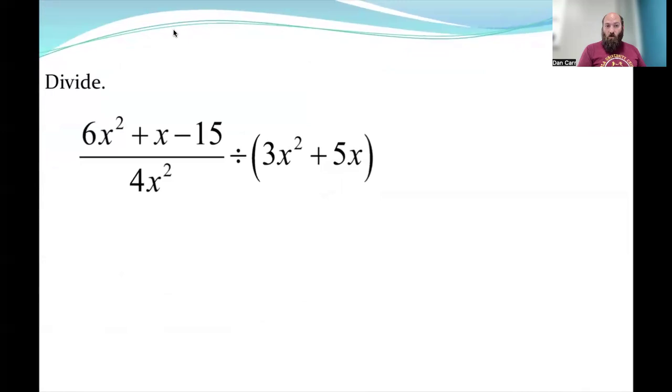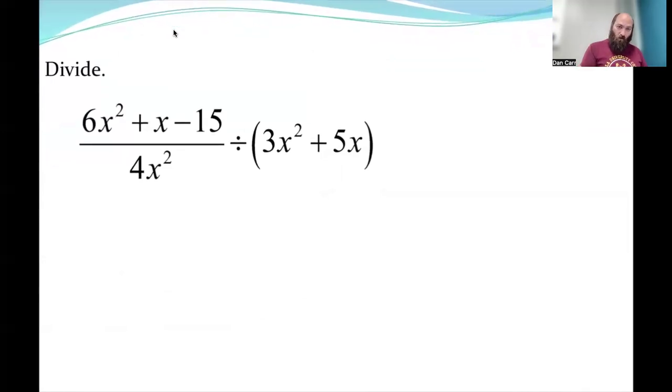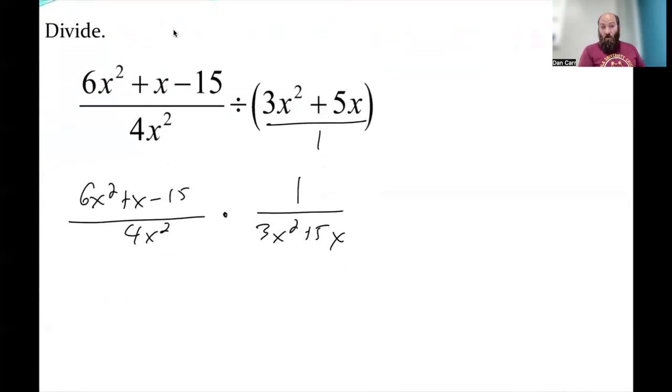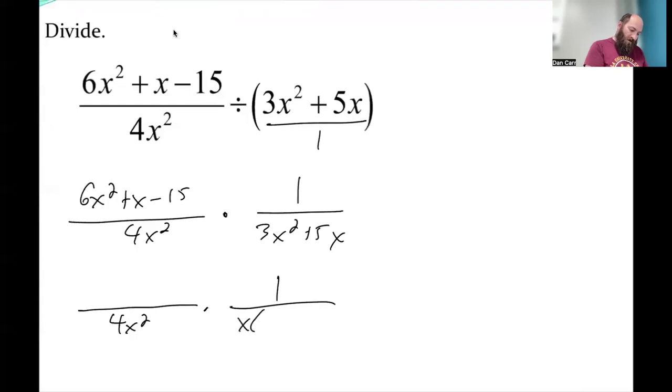Okay, one more example here. Same thing. It's a division problem, so we're going to turn it into a multiplication problem first, because this is technically over 1. It's going to turn into 6x squared plus x minus 15 over 4x squared, multiplied by 1 over 3x squared plus 5x. Now I'll go through and factor. I'm going to come back to 6x squared plus x minus 15 in a second here. So I'm just going to do this part: 1 over, this can be an x times 3x plus 5. Okay, so I do my GCF factoring there.